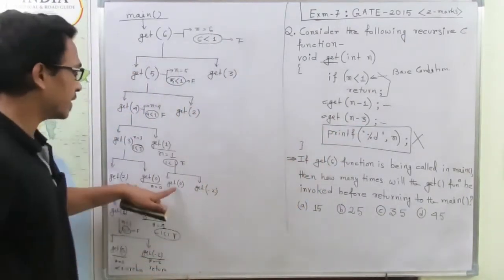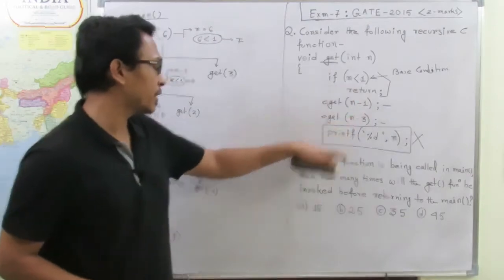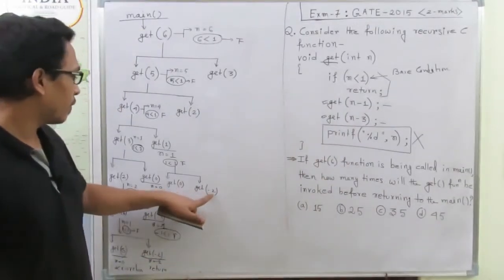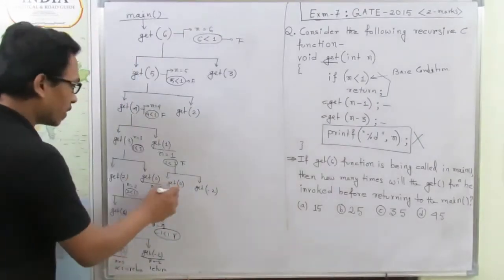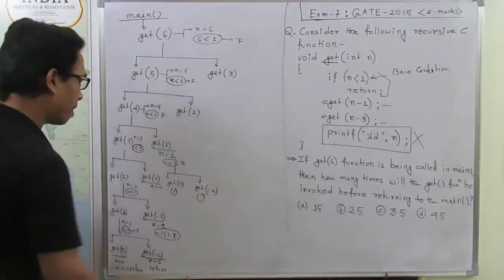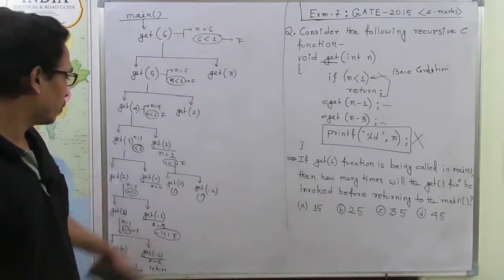Now look at here, in this case the value of n is 0, that means it will return. In this case the value of n is minus 2, that means again it will return. That means no more function call, it will return. Next one is get 2.